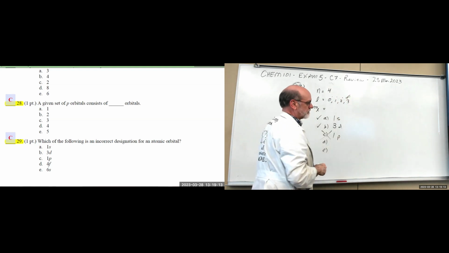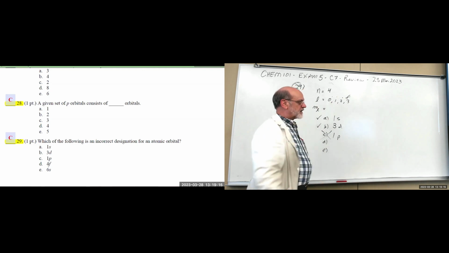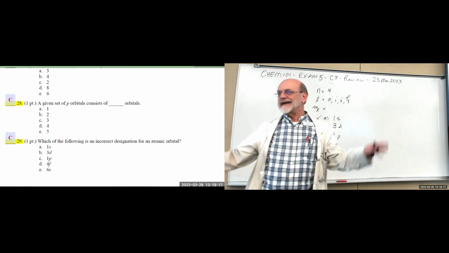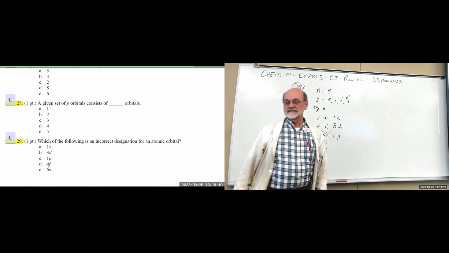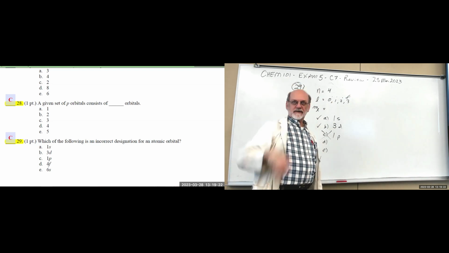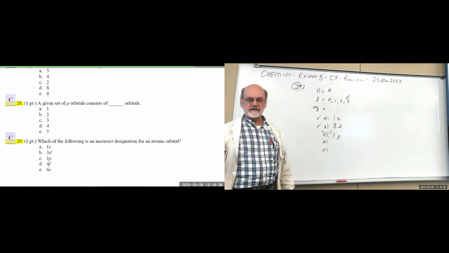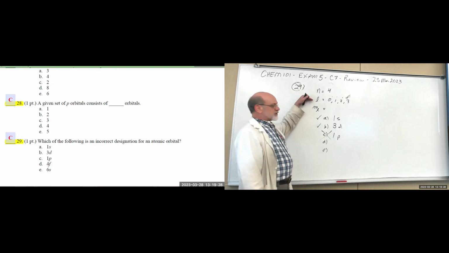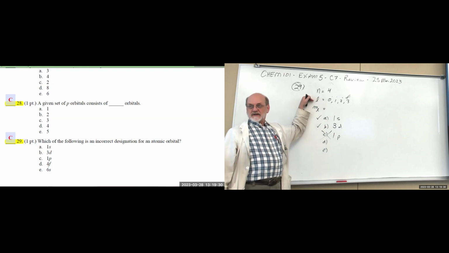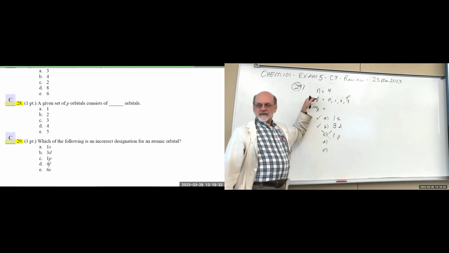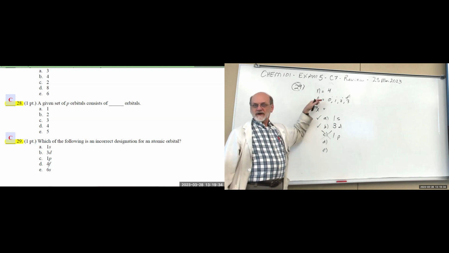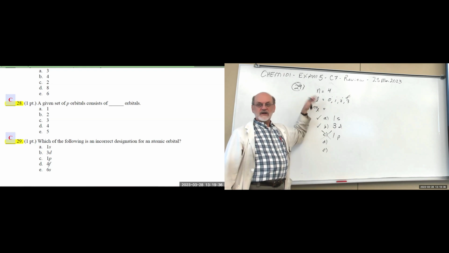And 6s, yeah, you can have s in any n level because we're building from the bottom up. So 6 can have S, and 5, 4, 3, 2, 1, all of them can have S's. Only 2 and up can have P. 3 and up can have D's. 4 and up can have F's. Nothing below.